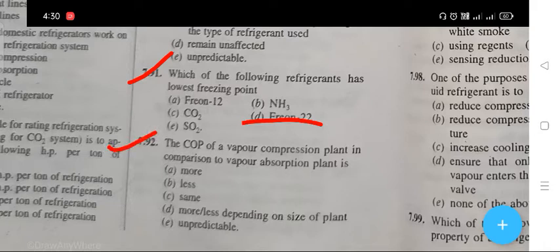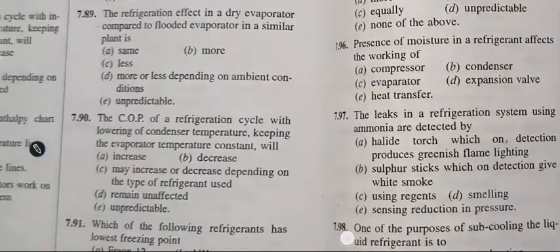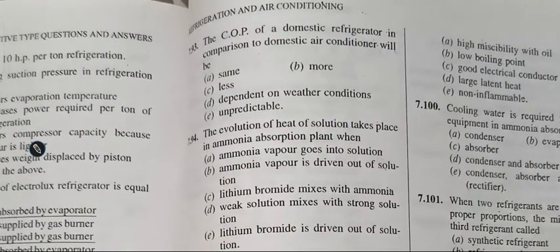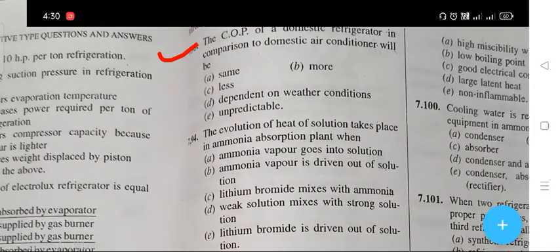Next question, the COP of vapor compression plant in comparison to vapor absorption plant is. Right answer is A, more. Next question is the COP of a domestic refrigerator in comparison to a domestic air conditioner will be. The right answer is C, that is less.